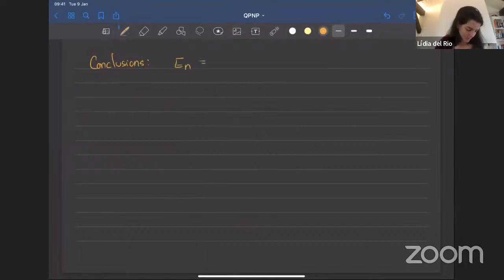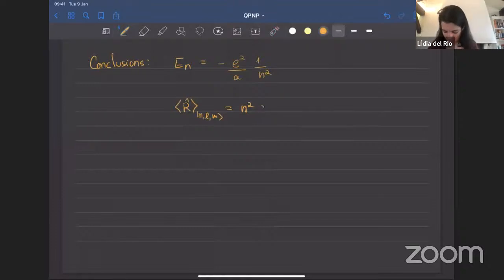So E_n gets minus E squared over A times 1 over n squared. That's just rewriting what we did before. And the average R for a state does not depend on the direction of the angular momentum or the total angular momentum. It just depends on the energy level. Okay, good. And A, let's just write it again, is h bar squared.